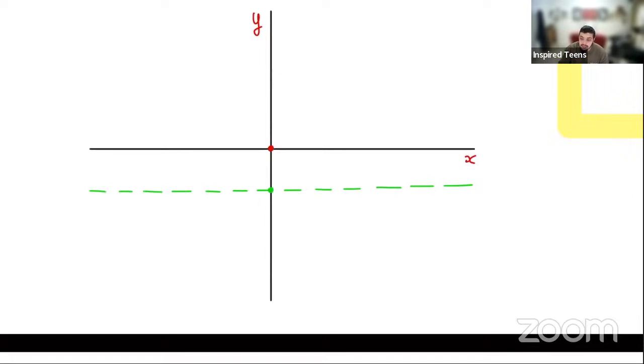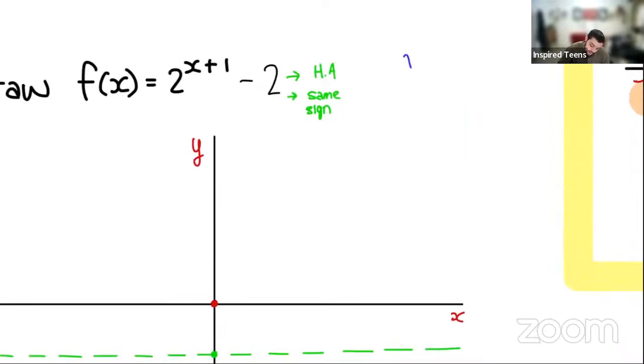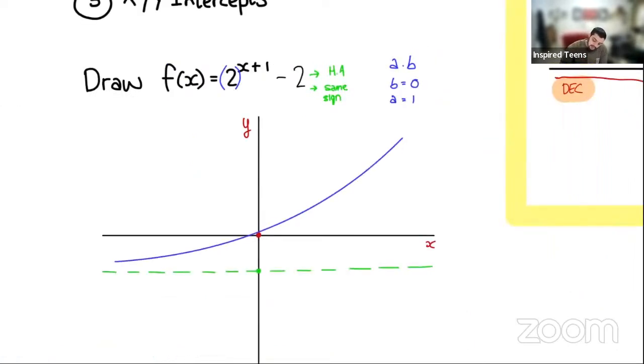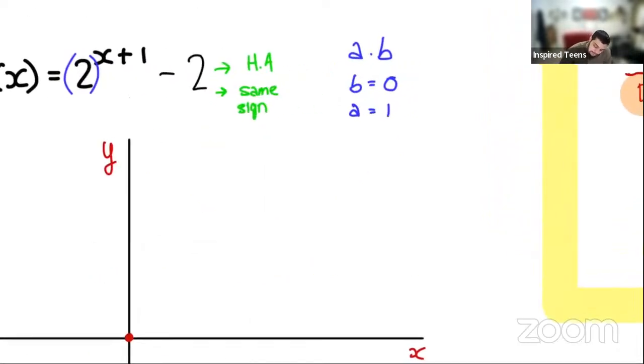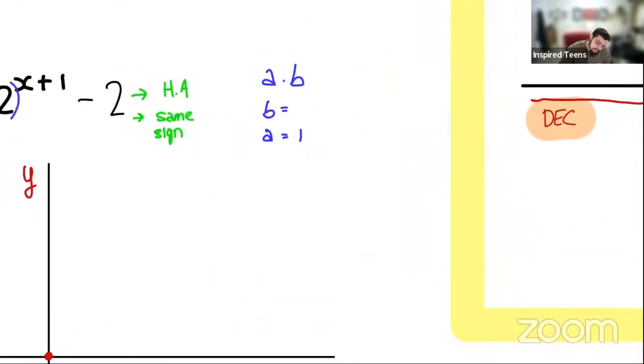Okay, now what's the next step? Determine the shape. So what would the shape depend on? The shape depends on A and B. So here we can see that B is 2 and A is positive 1. Okay, so firstly, A is greater than 0, so it's going to be above. So it's going to be somewhere here above, either increasing or decreasing, but it's above the horizontal asymptote. Number one. Number two, B is equal to 2, which is greater than 1.